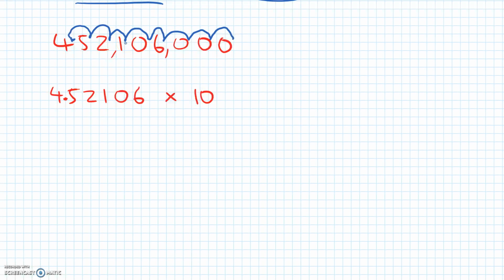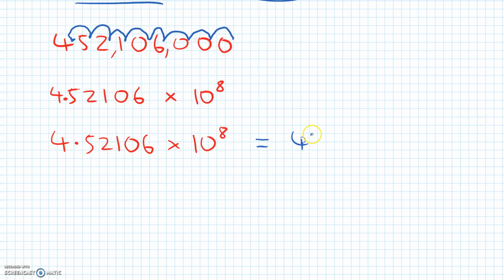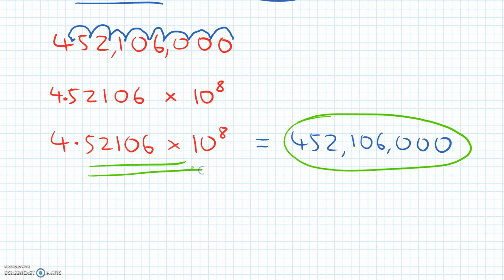Now really we're moving the digits along the place values, but it's much easier to visualize the decimal place jumping along places. And it needed to jump along from the 4.5 here, 8 places, to get back to the end of my original number. Okay, so we've said that we've got 4.52106 times 10 to the power of what? Well, we needed to multiply by 10 8 times. So we've got 4.52106 times 10 to the power of 8. So 4.52106 times 10 to the power of 8 is equal to 452,106,000. Okay, so this number in standard form is 4.52106 times 10 to the power of 8.